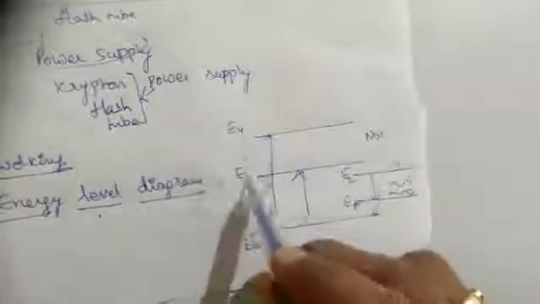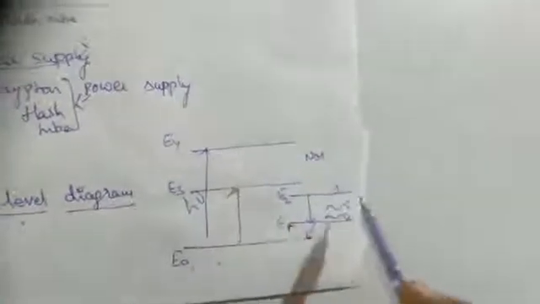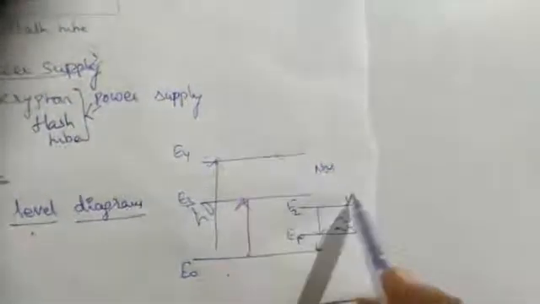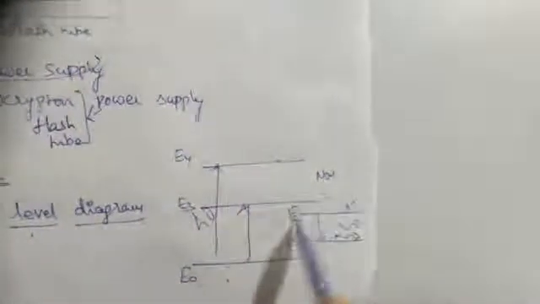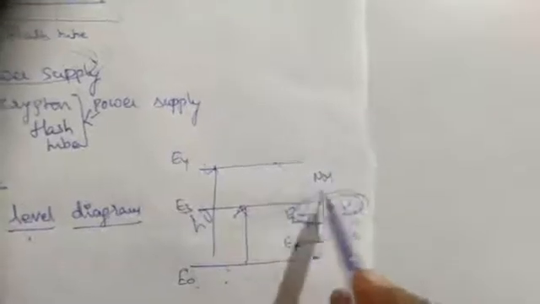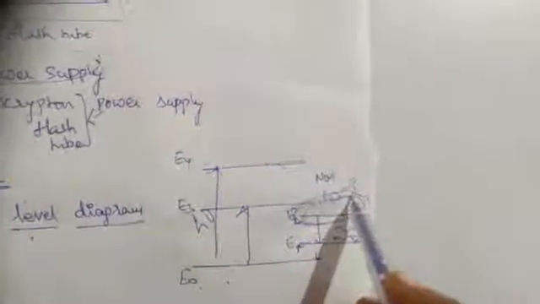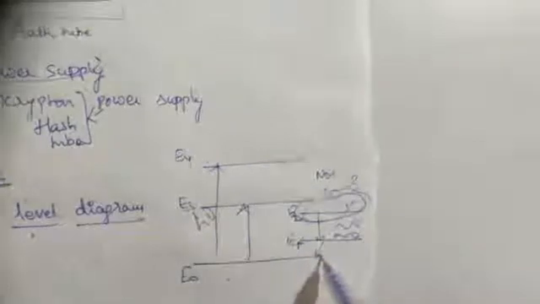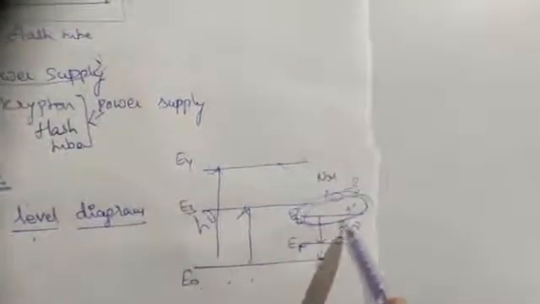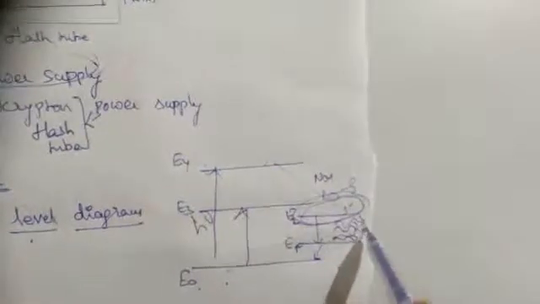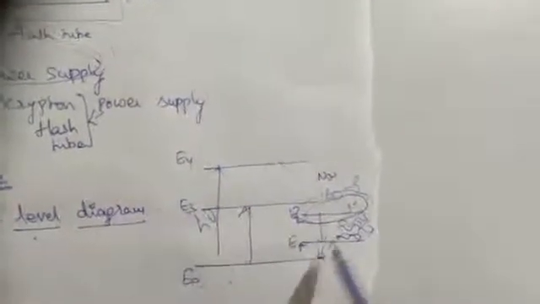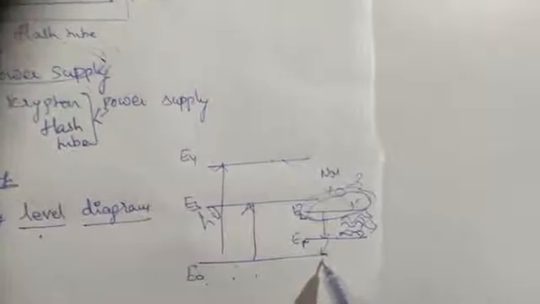So from the power supply we apply here, the flash tube gets energized and the atoms go from E0 to the E3 and E4 states. And from these states, E4 to E2 is a non-radiative transition and this becomes a metastable state. So since it is a metastable state, the lifetime here is around 10^-3 seconds. After that it comes back to the next lower energy state and releases a laser beam here. Again from this level to this level, this is a non-radiative transition.